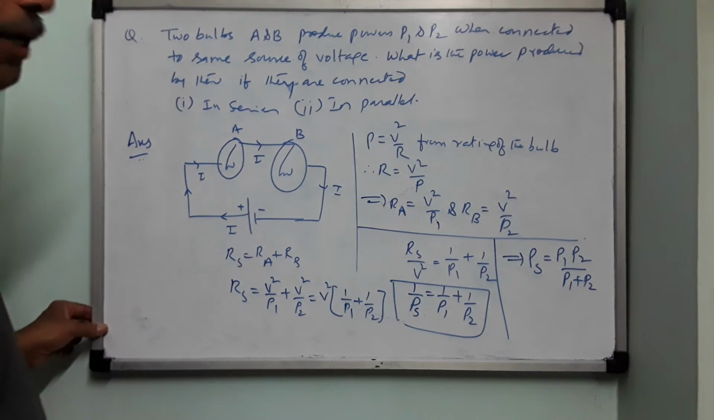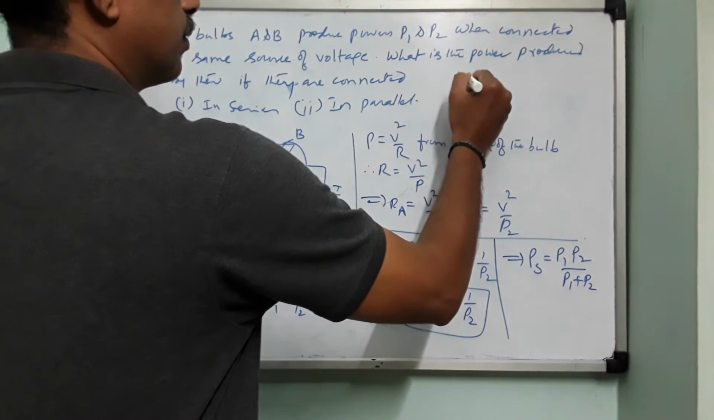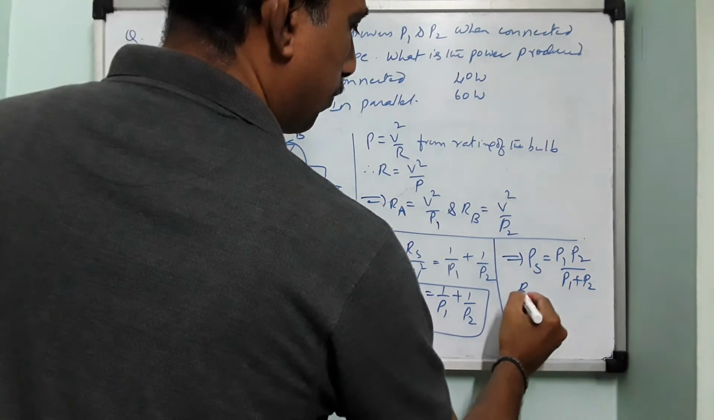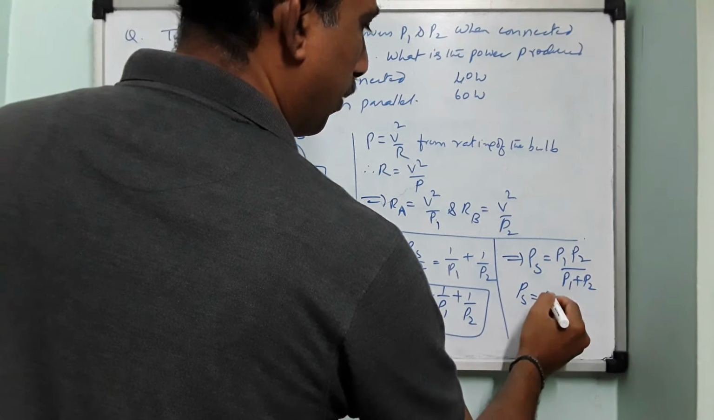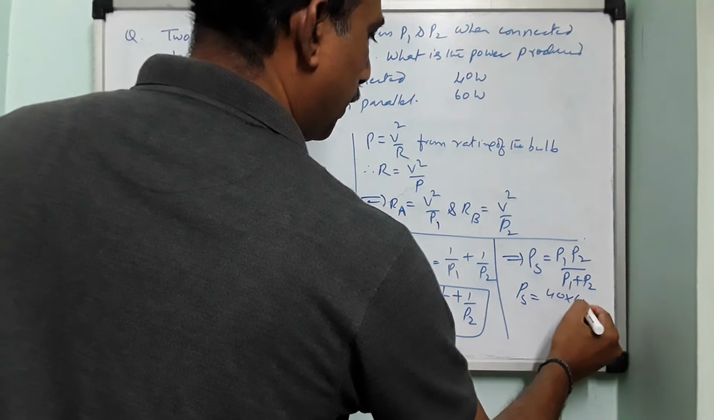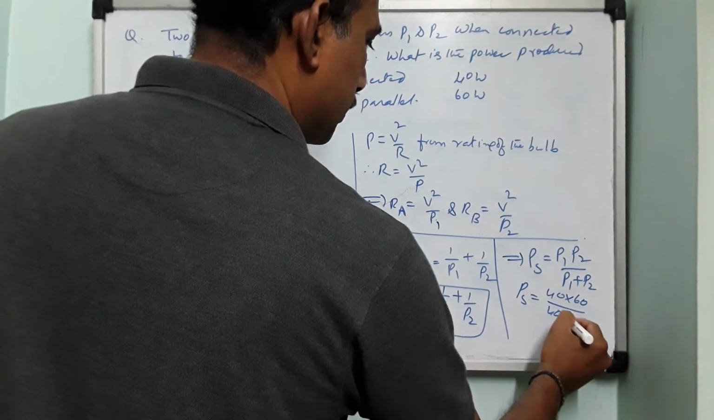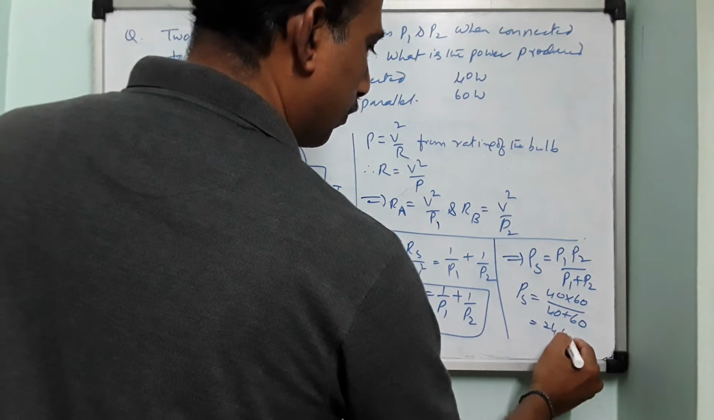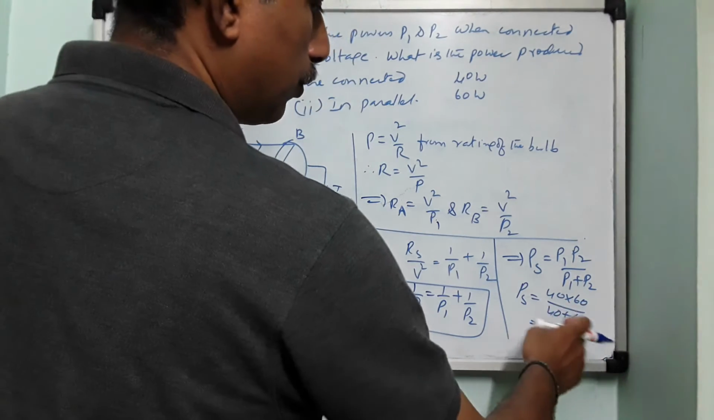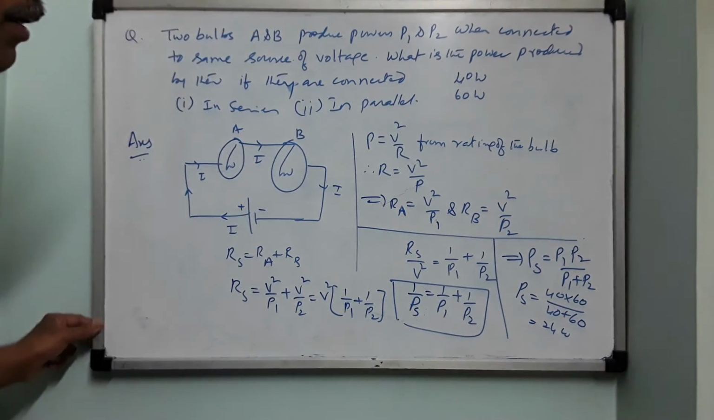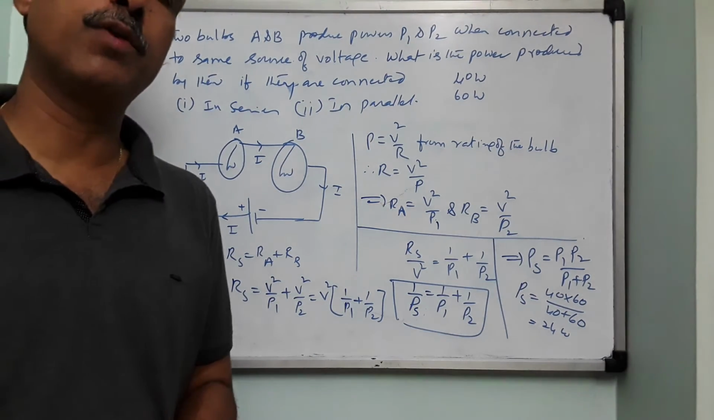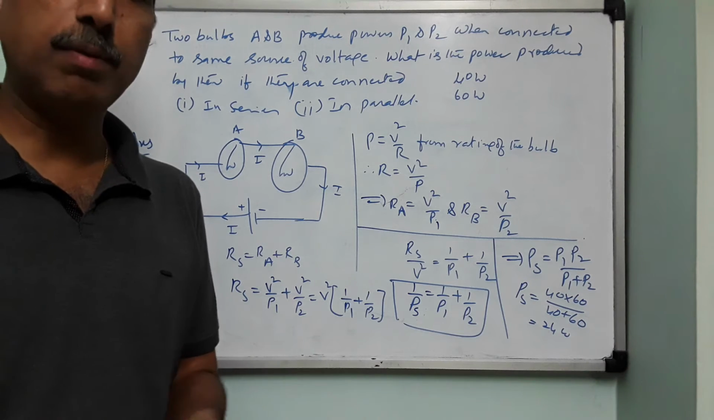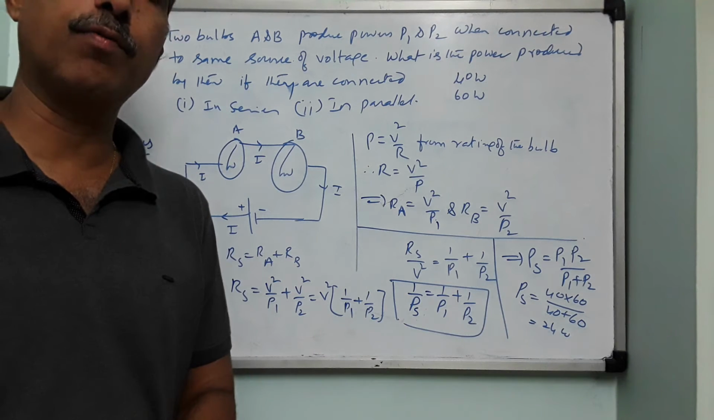Now suppose you have 40 watt and 60 watt bulbs. The total power given by them will be 40 into 60 divided by 40 plus 60. So this is 24 watt, because 6 4s are 24, and here is 100. So individually each bulb was producing 40 watt and 60 watt respectively, but when both of them are combined together in series, it is only 24 watt.